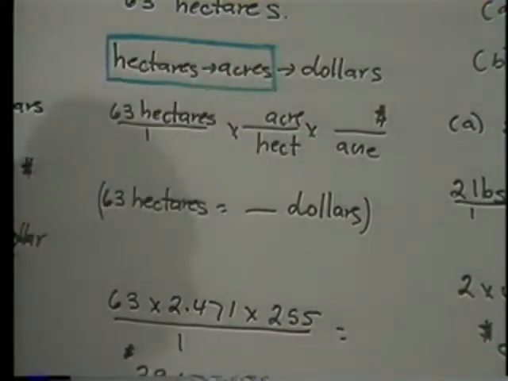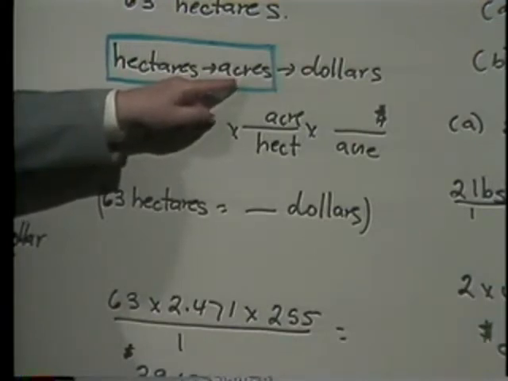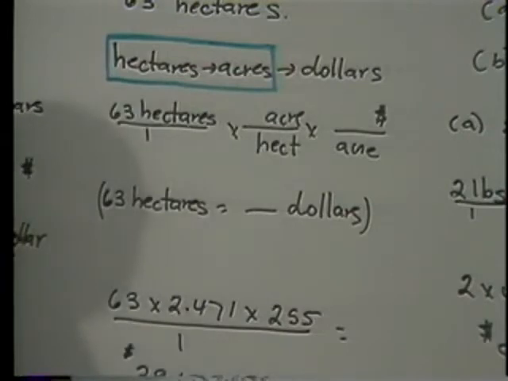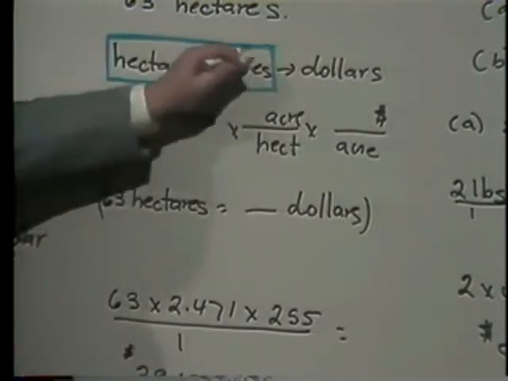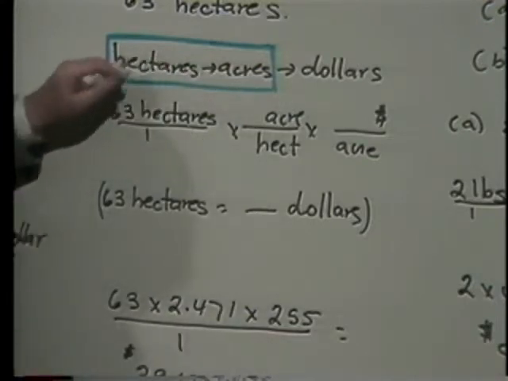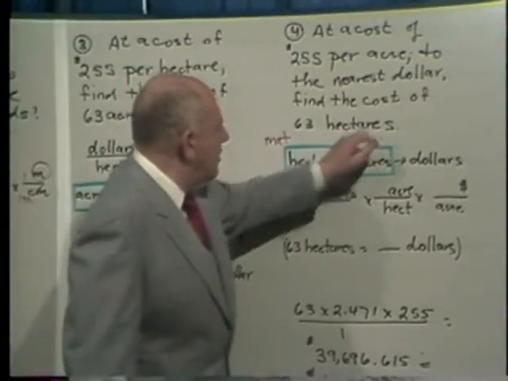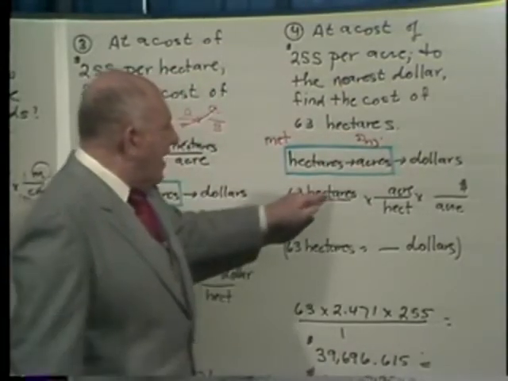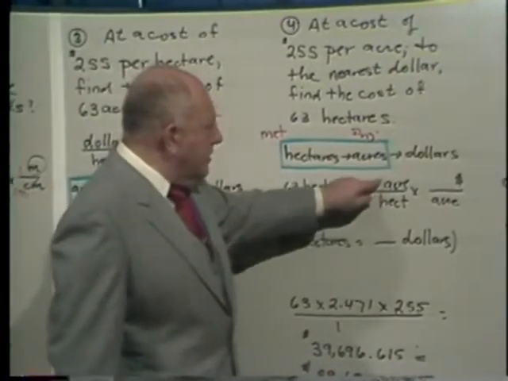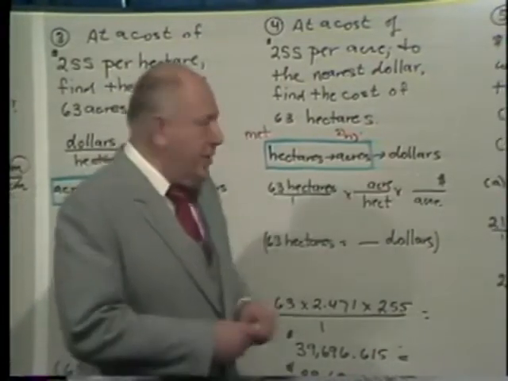And why are acres being brought in as the middleman? Acres are being brought in here because the price is given in terms of dollars per acre, not dollars per hectare. And you see in blue, I've simply emphasized the fact that we're switching from metric to English. So now I have hectares. To get rid of hectares, I put them in the denominator. I express hectares in terms of acres, so acres go in the numerator. Then I get rid of acres and bring in dollars.